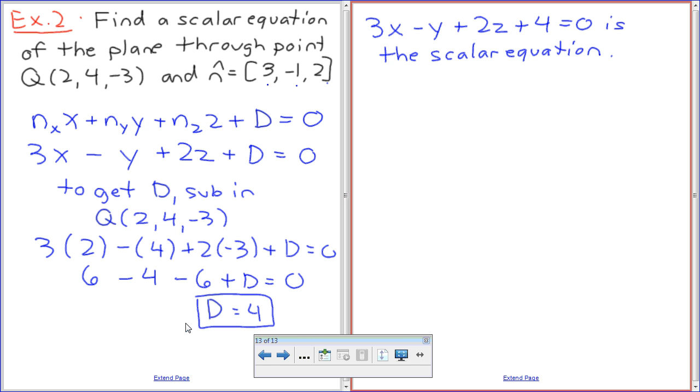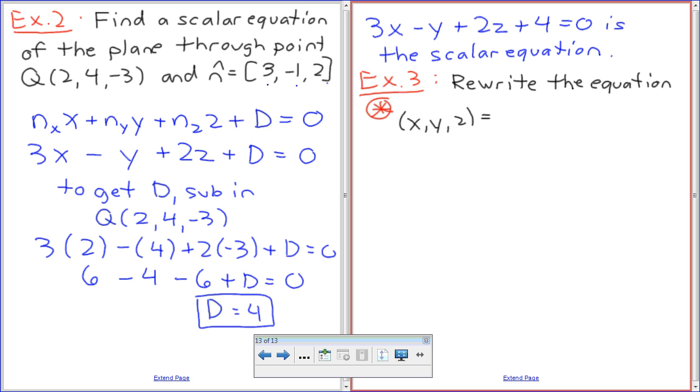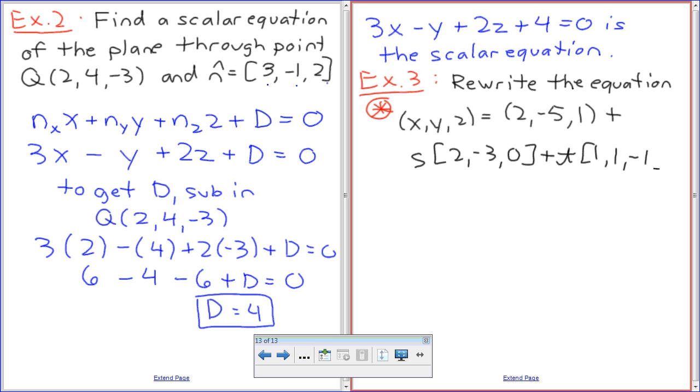Example 3, please put a star and a heart beside this one. Rewrite the equation (x, y, z) equals (2, -5, 1) plus s(2, -3, 0) plus t(1, 1, -1) as a scalar equation of the plane.